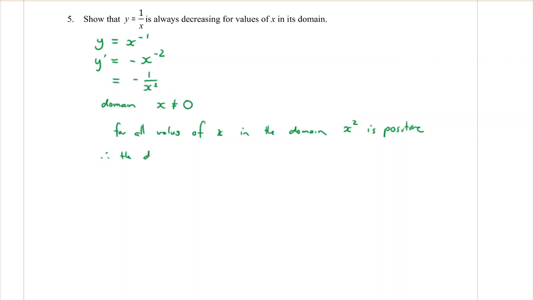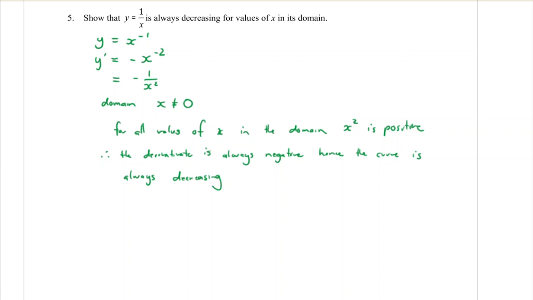Therefore, the derivative, which means the gradient, is always negative. Hence, the curve is always decreasing. Okay, so that is showing it with our calculus, with doing our derivative. As I said before, you may have already kind of known that if you knew what that graph looked like. I'm kind of finished the question, but I just want to explain what this is visually.